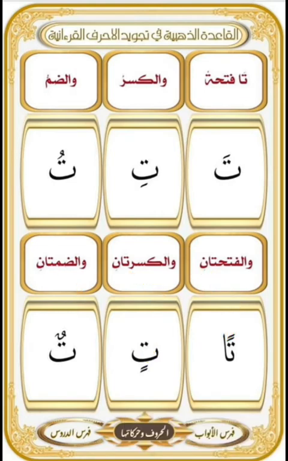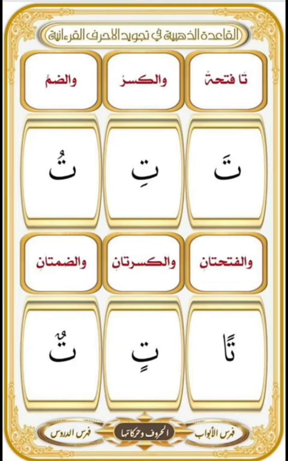The mistakes when pronouncing the letter ta with the double vowels is to give a lot of time to the noon at the end of pronunciation, because the double vowel is tanween, and the tanween is a noon pronounced and not written. So the mistake is when pronouncing the letter ta like this, tan, tin, tun.